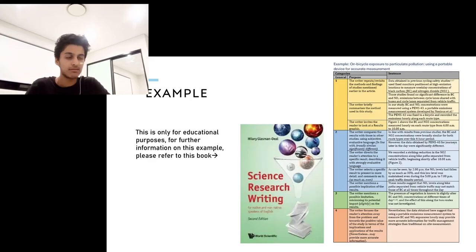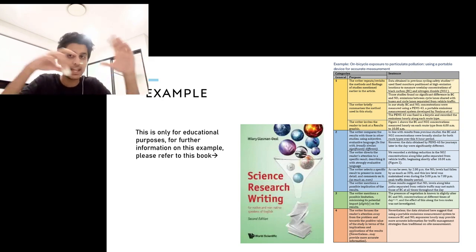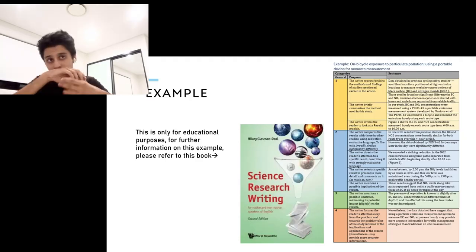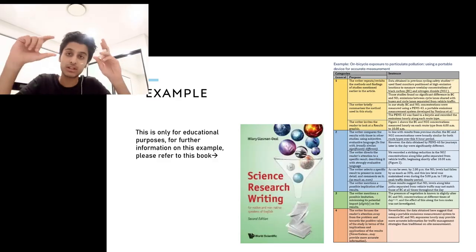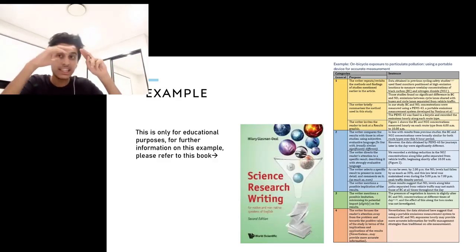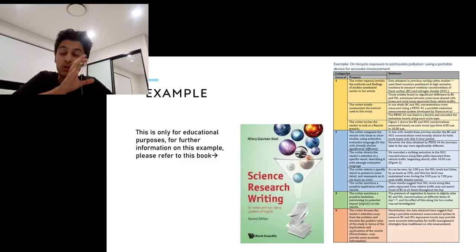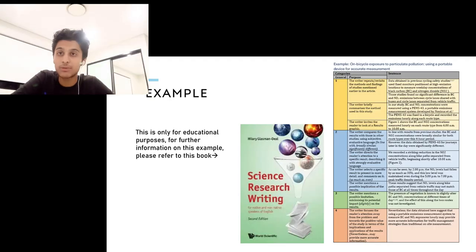Finally, the writer focuses the reader's attention away from the problem and towards the positive value of this study. This in terms of the implications and applications. Nevertheless, the data obtained here suggests that using a portable emissions measurement system to measure BC and NO2 exposure will provide more accurate information for traffic management strategy. So now you're creating that flow. As I said, the last section is creating that flow, and that's what we're doing over here. And so this is how you write your results section. And it's not only about writing, it's also about creating that frame and how you want your information to be presented and how you can lead your reader into what they need to see and what you're going to talk about in your discussion.